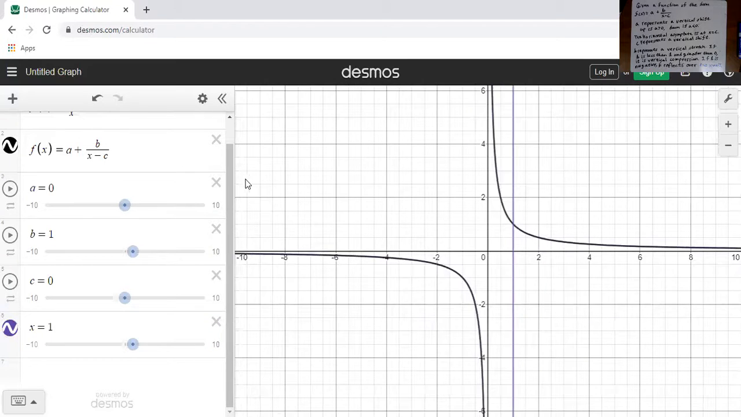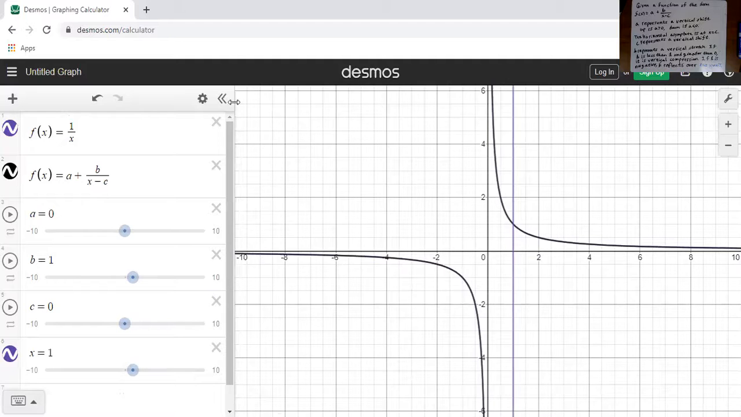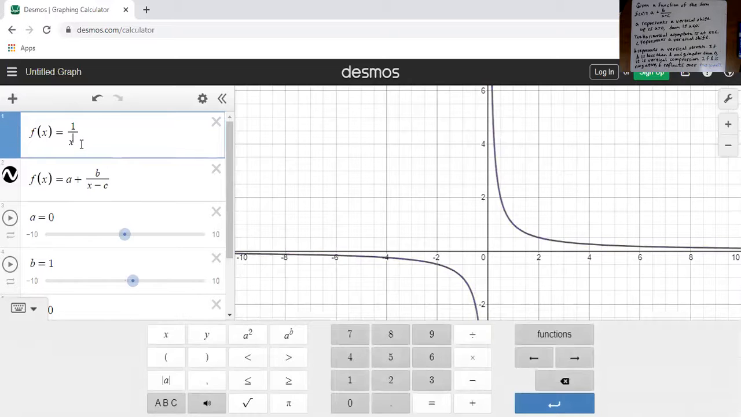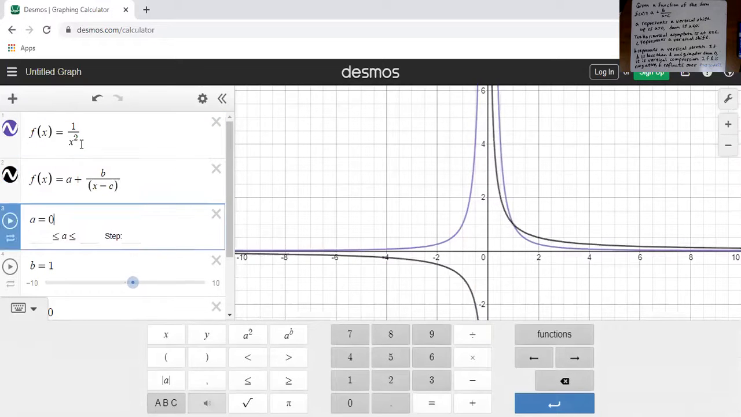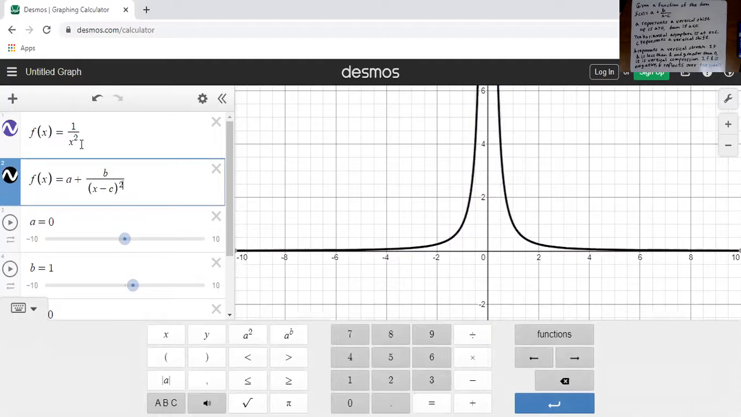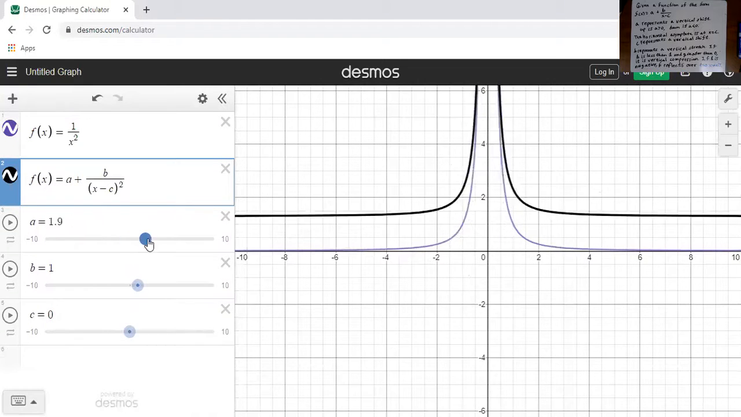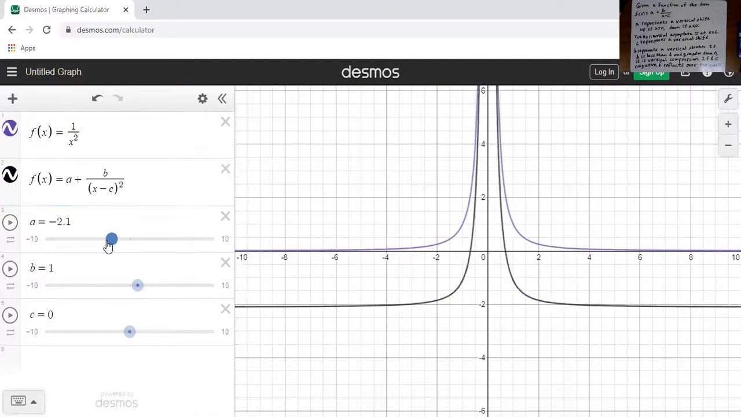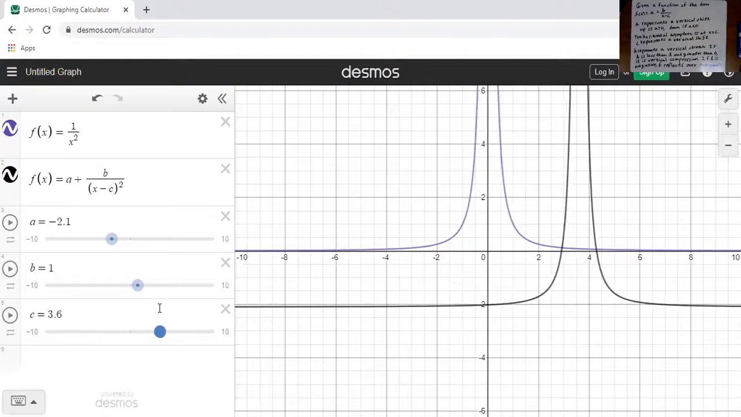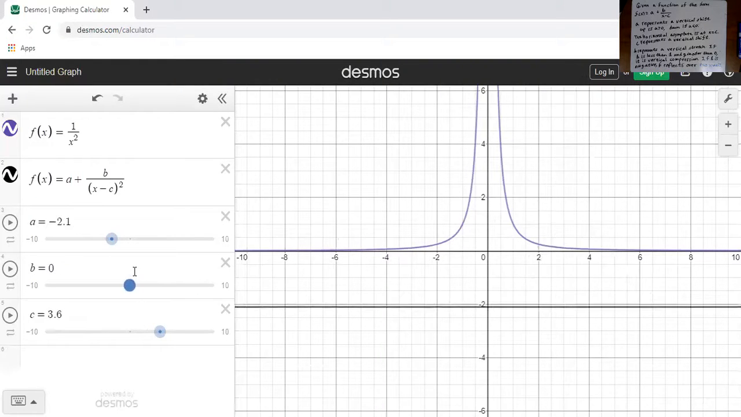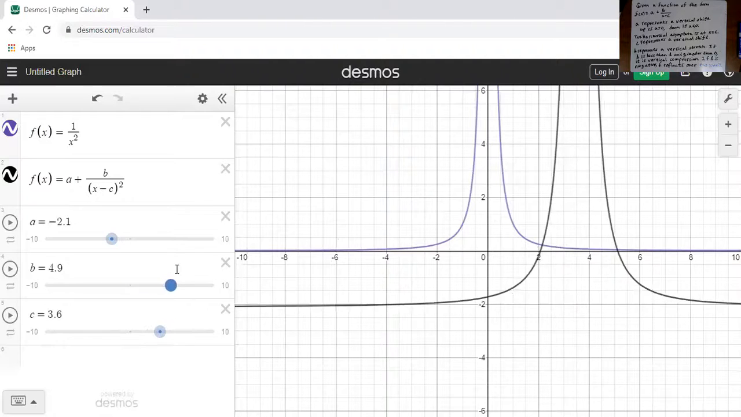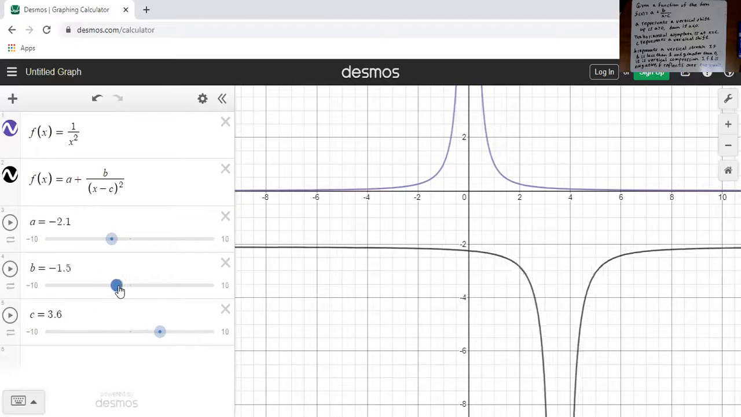Okay. The question is, this worked for 1 over x functions, but we started by also looking at 1 over x squared, ones with even exponents. Let's see if it still applies. So, let's look at 1 over x squared. Now, I'm actually going to put the parentheses around both of them. There we go. Now, as we can see, changing A moves up and down. Changing C moves us right and left. And changing B stretches up or compresses down. And if it's negative, it flips upside down.